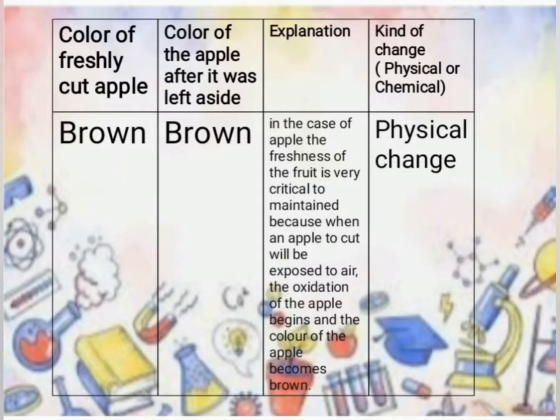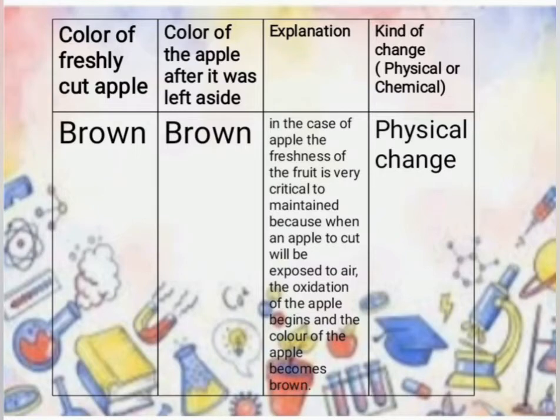Step 3: Fill out the table below, then answer the questions that follow. There are 4 columns in the table: color of freshly cut apple, color of the apple after it was left aside, explanation, and kind of change. Color of freshly cut apple: brown. Color of the apple after it was left aside: brown.